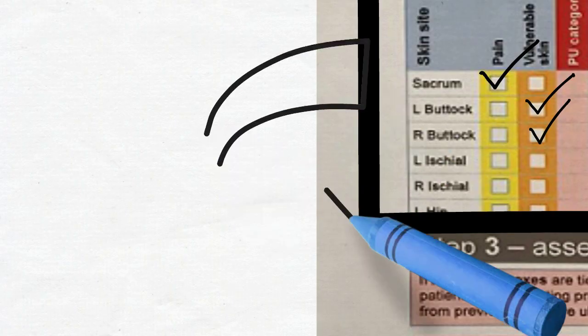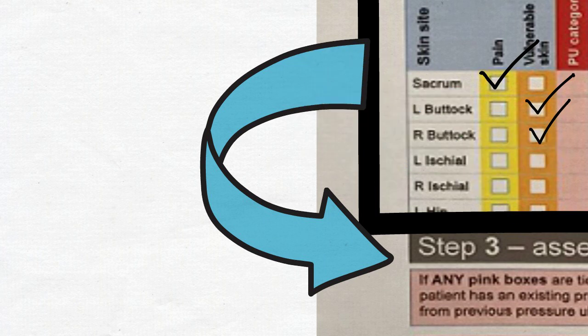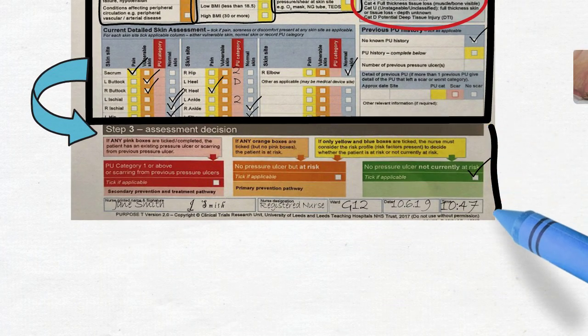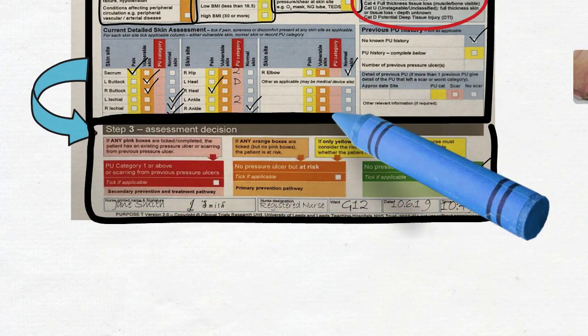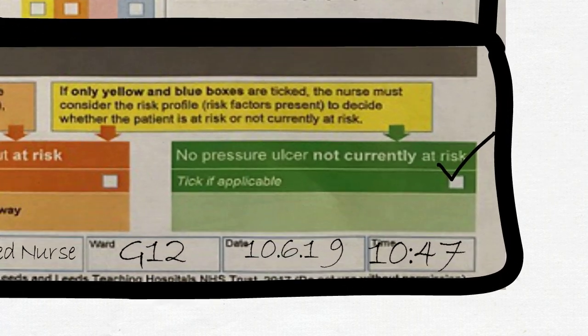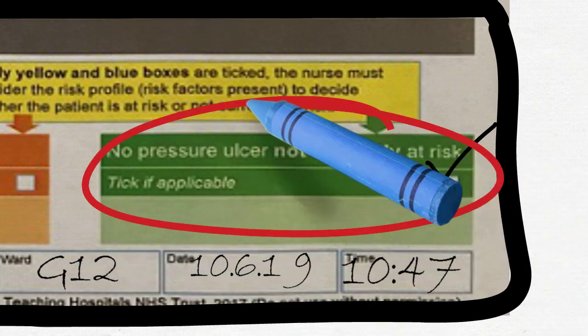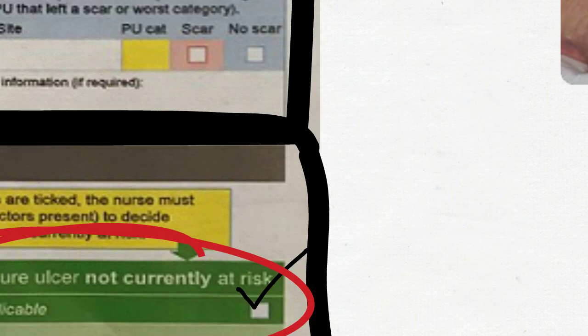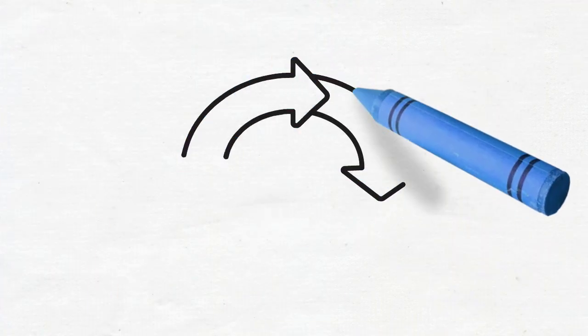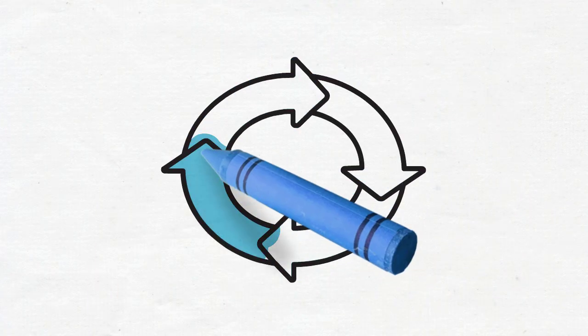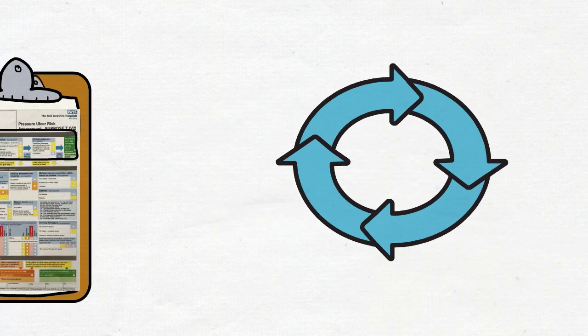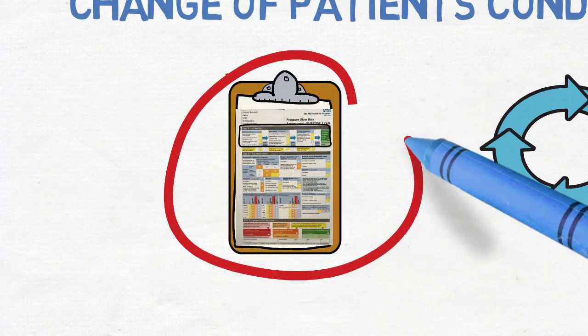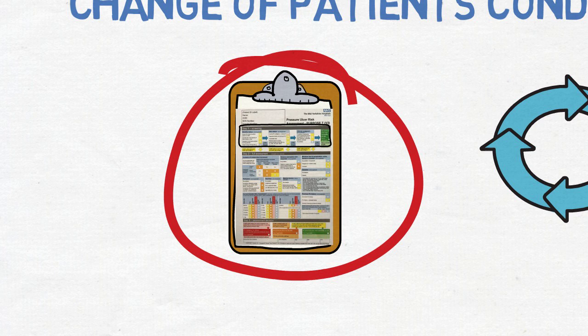Once step 2 is completed, move to step 3, assessment decision. If only blue boxes have been ticked, no further action is required at this time, and reassess the patient in 1 week or Purpose T Tuesday, or again if the patient's condition alters in the following categories: mobility status, skin status, or clinical judgment.